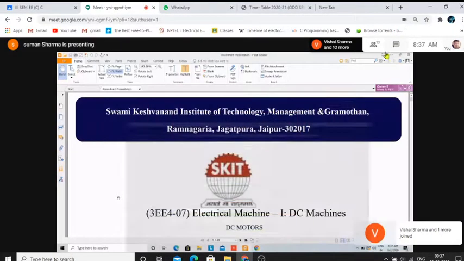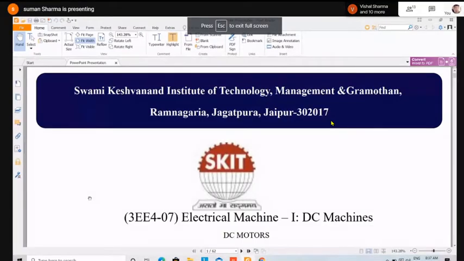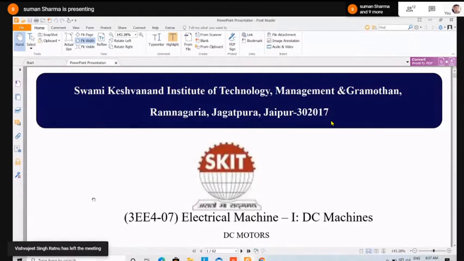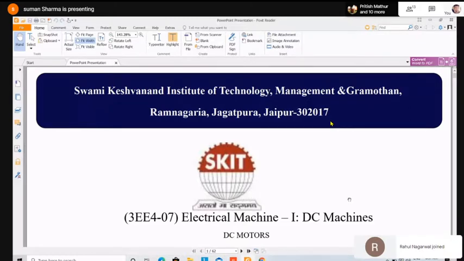Its classification, construction, basic principle of operation, classification according to the source of excitation: self-excitation and separate excitation, based on the connection of the field winding with the armature as shunt connection, series connection and compound connection. Then compound were also classified based on whether the flux is assisting or differential.